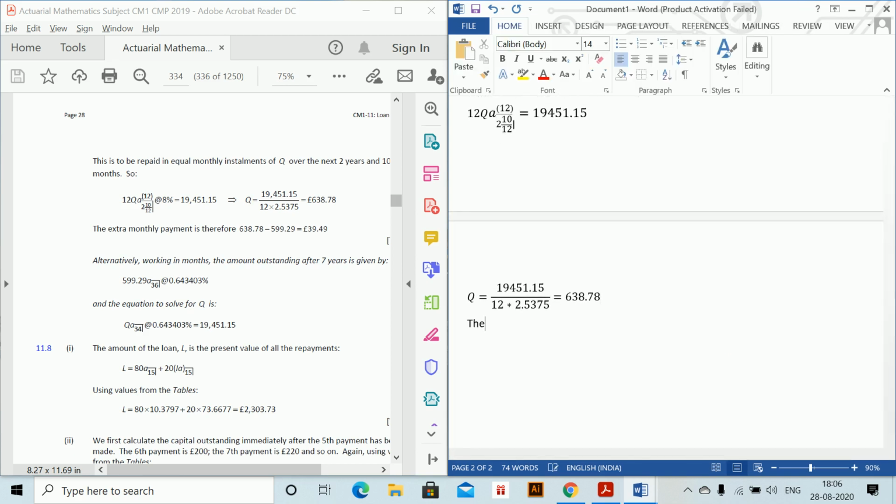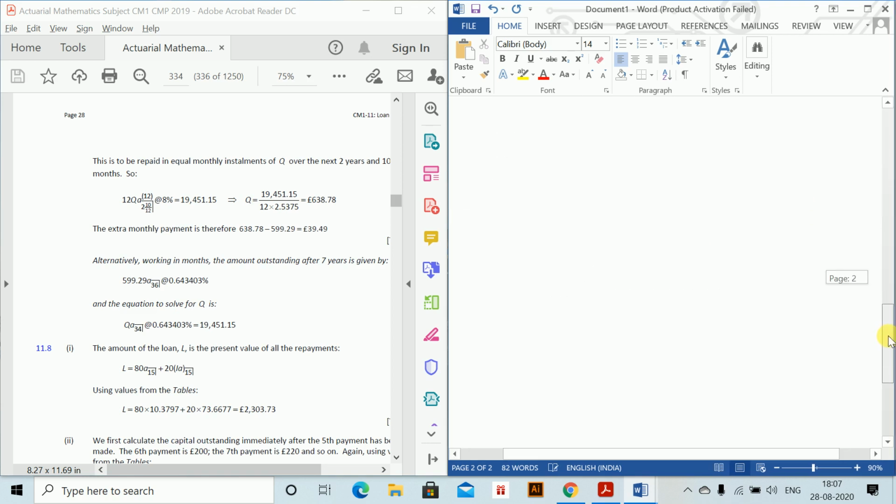Therefore the extra payment is 638.78 minus 599.29, which is equal to 39.49. Okay, so this completes the first sum. Next, coming down to the second sum.